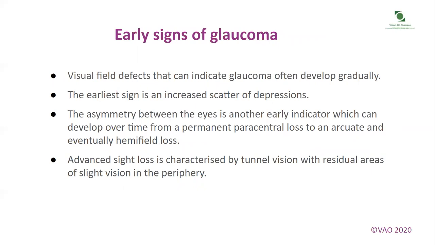Visual field defects that can indicate glaucoma often develop gradually. The earliest sign is an increased scatter of depressions. The asymmetry between the eyes is another early indicator which can develop over time from a permanent paracentral loss to an arcuate and eventually hemifield loss. Advanced sight loss is characterized by tunnel vision with residual areas of slight vision in the periphery.